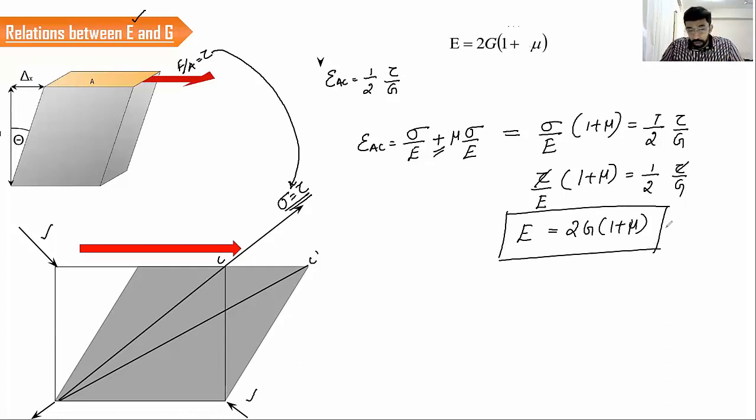So in order to have a relation between E and G, first you should know the relation for the strain happening in the diagonal AC. Then only you can easily find this relation. So this concept is also very important, how the shear is used as a normal stress to get the same deformation.